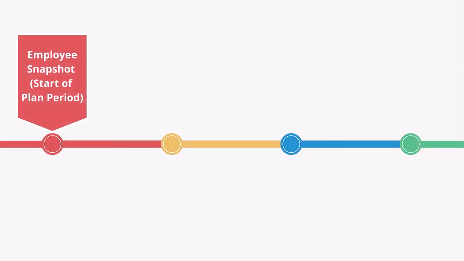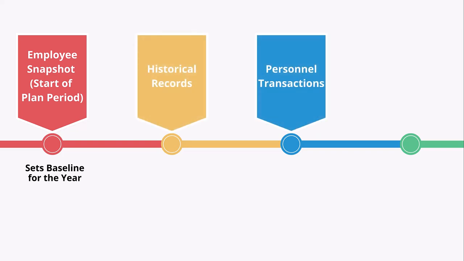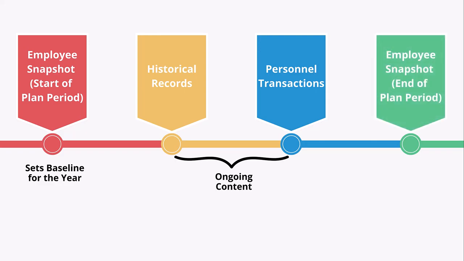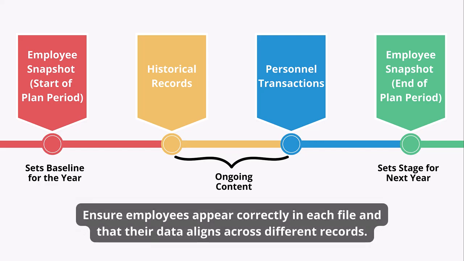Consistency between data files and records is essential. Your data must present a coherent narrative from start to finish. For example, the employee snapshot used at the beginning of the plan period should set the baseline for the year, while historical records and personnel transactions provide the ongoing content. The employee snapshot at the end of the plan period sets the stage for the next. Check for consistency by ensuring that employees appear correctly in each file and that their data aligns across different records.